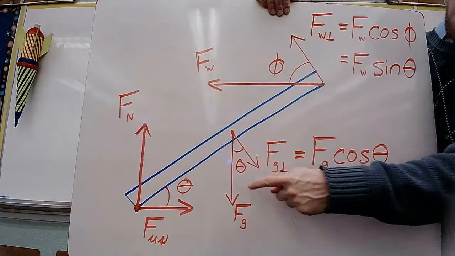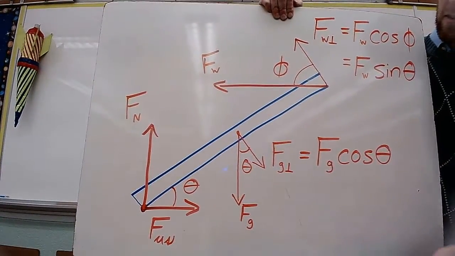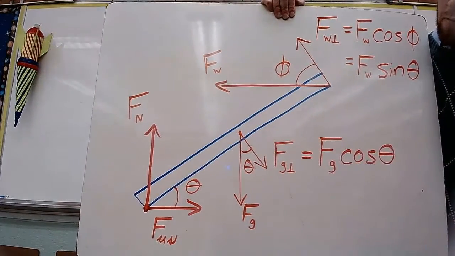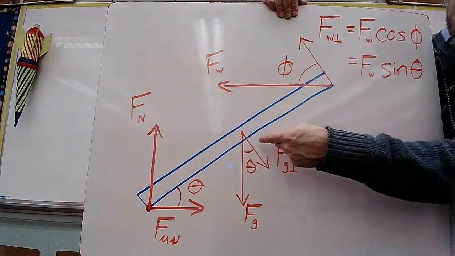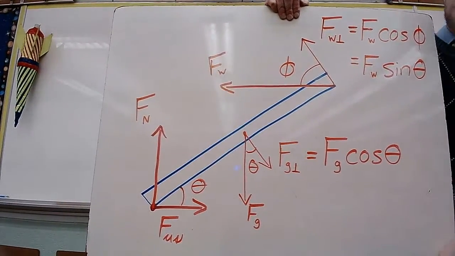Down here for force of gravity, gravity's going straight down, so the force that's acting perpendicular to that is this guy right here, right in line with the board, perpendicular to it. So because it's the adjacent side of the angle, it's Fg cosine theta. Questions?